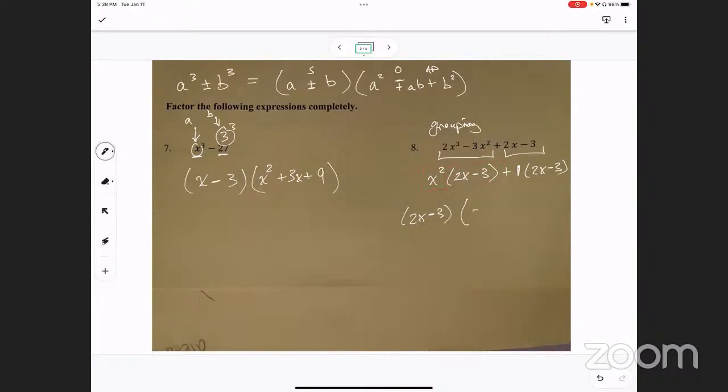Just X squared. Good. And what's going to be left over in this term if I take 2X minus 3 out? 1. You see why I put the 1 there? That's why I did that, so that you can see it better. Now, if this had been a negative 1, I could factor it even more, because then there's that difference of perfect squares thing you can do. But this is not negative 1, it's a positive 1. So I can't factor this anymore, and I'm just done. There's my answer.